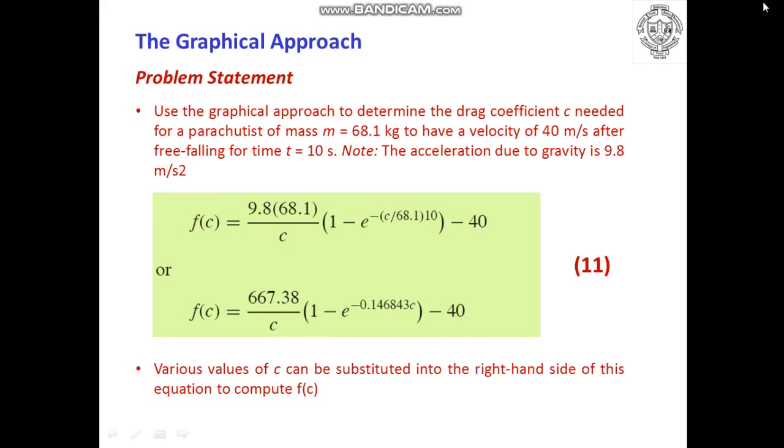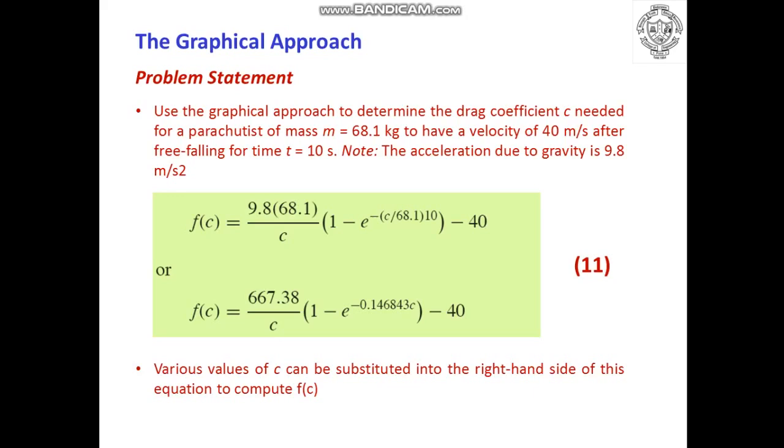So now let us consider the graphical approach to be used for finding the function f of c for the parachutist example. The question is: use the graphical approach to determine the drag coefficient c needed for a parachutist of mass m equal to 68.1 kg to have a velocity of 40 meters per second after free falling for a time of 10 seconds. The acceleration due to gravity is 9.8 meters per second squared.